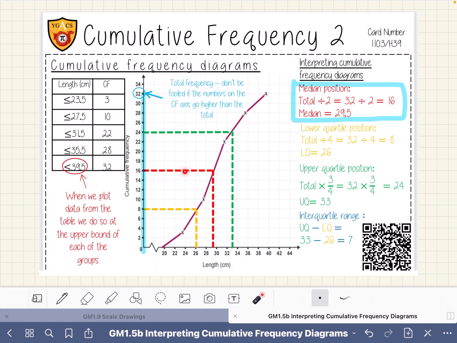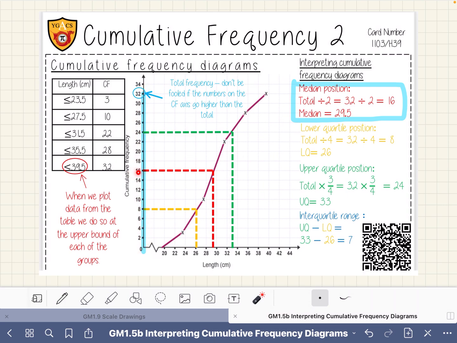We then draw a little line across to the cumulative frequency curve, down to the x-axis to make a reading from there. Now that is your median number, okay? So we have a median value in this case of 29.5.